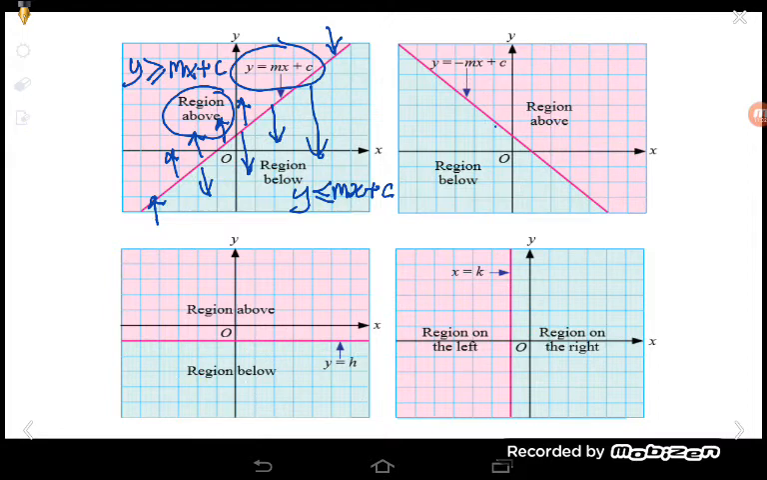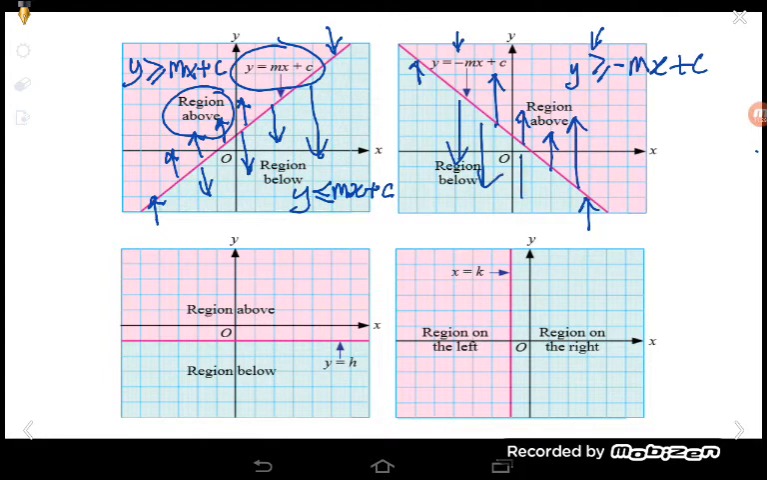And if your straight line has a minus gradient, so your straight line is like this, above the region of this straight line is the linear inequality. You can write it as y more or equal to negative mx plus c. And below the straight line, it is y less or equal to negative mx plus c.